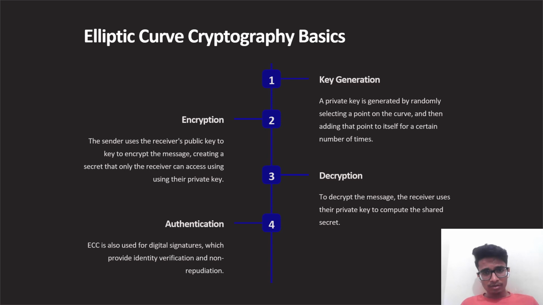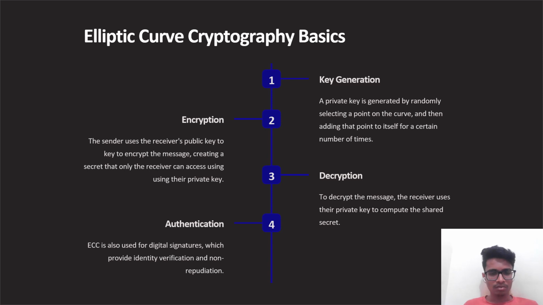So, elliptic curve cryptography basics. The basic fundamental of this cryptography is key generation. A private key is generated by randomly selecting a point on the curve and then adding the point to itself a certain number of times. So this is the key generation.